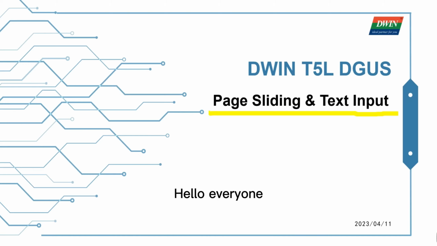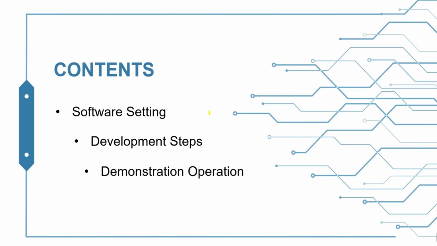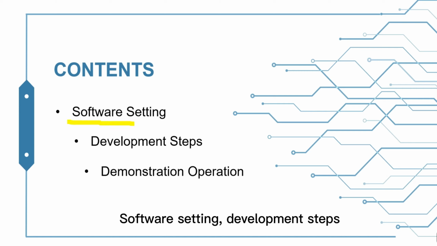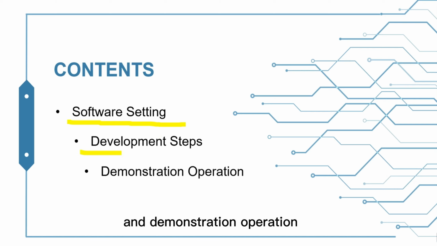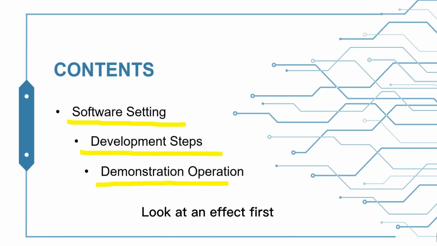Hello everyone. Today I will introduce how to realize page sliding and text input. There are three parts: software setting, development steps, and demonstration operation. Look at an effect first.